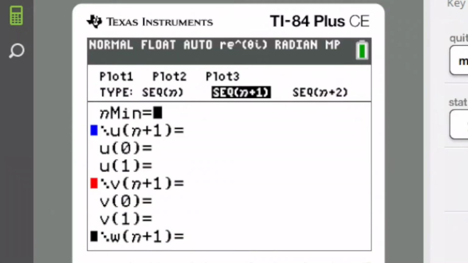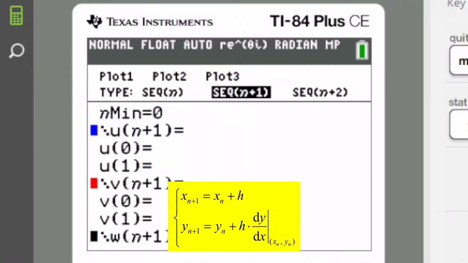We can see that after we change the GDC into its SEQ mode, this page suddenly becomes the input of the sequences. Before we try to fill in any information, we will have a look at the structure of Euler's method. From this system, we can see that the future values of x and y may depend on the previous values of x and y. For the case of only one independent variable and only one dependent variable, we will have the following: xn plus 1 equals xn plus h, which means the next value of x is equal to the original value of x plus the step length h.